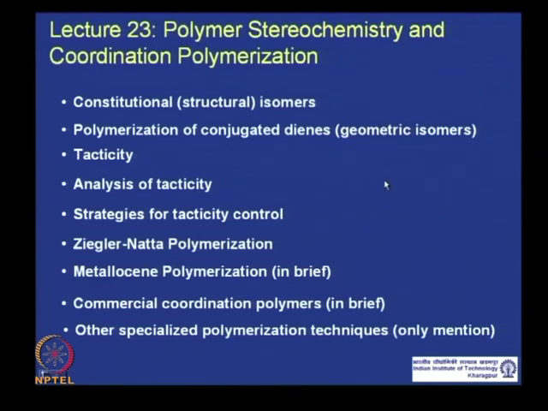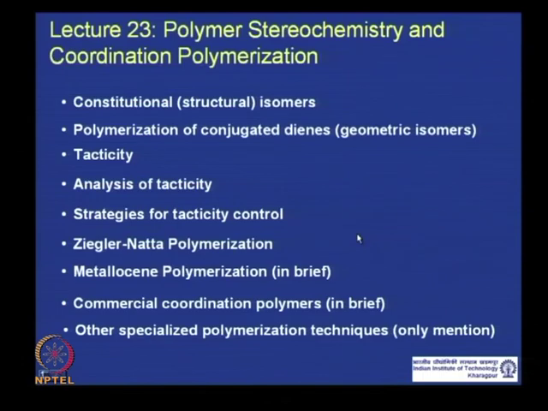which will give some insight about geometric isomerization of polymers, and then go into different types of tacticity possible in polymers, how to analyze those tacticity, and how we can control or preferentially synthesize a polymer with desired tacticity. And then we will talk about Ziegler-Natta polymerization, briefly talk about metallocene polymerization, and give some examples of commercial coordination polymers. This will be covered in this lecture and the next lecture, which is lecture number 24.